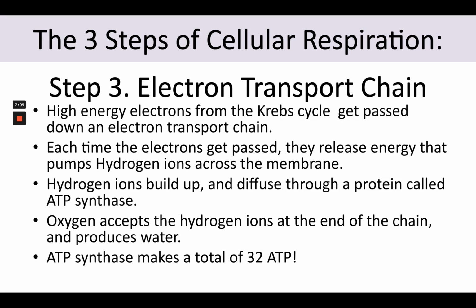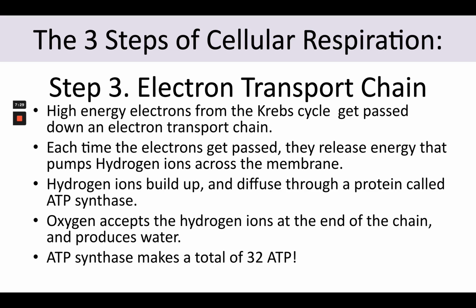Remember, the Krebs cycle and the electron transport chain occur in the mitochondria, and both must happen in the presence of oxygen. So they're the only part of aerobic respiration, and this is truly the part of cellular respiration that gives the mitochondria its name as the powerhouse of the cell.